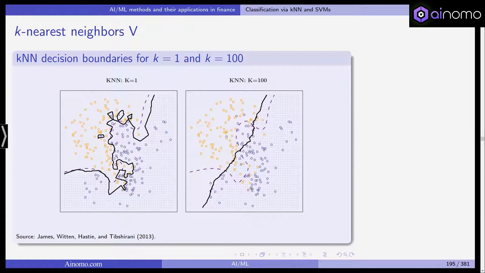Same picture, but now for k equal to 1 and k equal to 100, and you can see what happens with k equal to 1. It gets even more wiggly, and with k equal to 100, it's a very coarse, even linear decision boundary. And again, you can see here the bias-variance trade-off in play, and k is obviously a hyperparameter that needs to be chosen before applying the algorithm, usually via cross-validation, to arrive at an optimal algorithm.